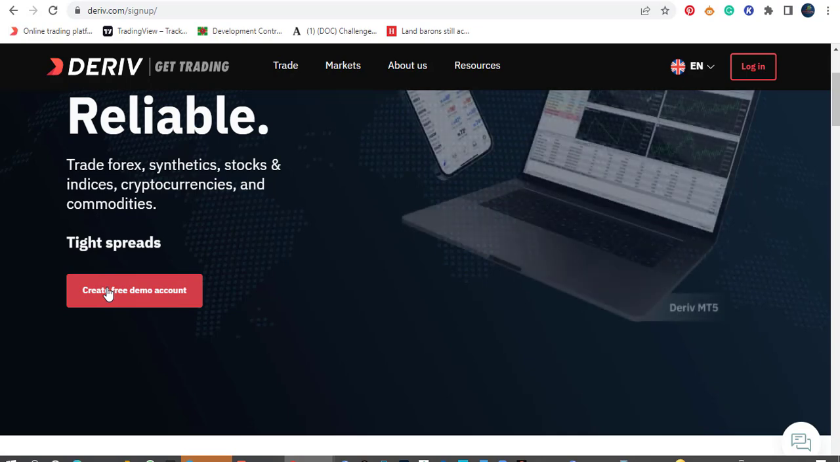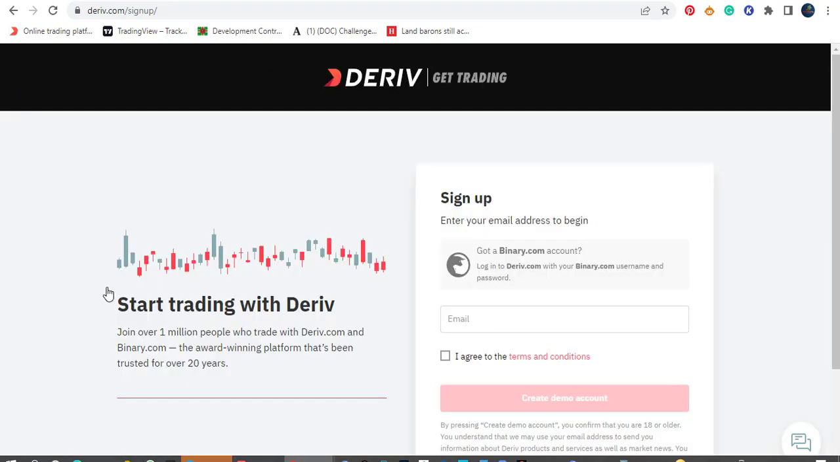Then you're going to create a free demo account. What happens is they will send an email to the email address that you put in this region, and you are going to confirm your email address. Then after confirming, you are going to fill in your details, your name, your surname, your addresses, and everything like that. After creating a demo account, you just click upgrade and you'll have a real account.